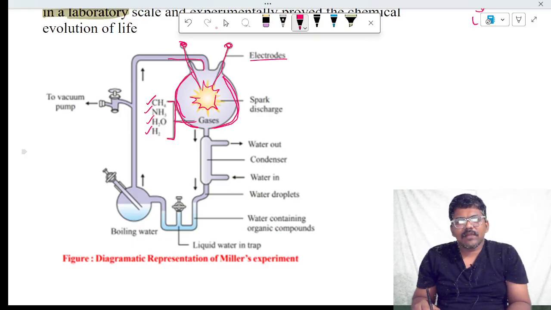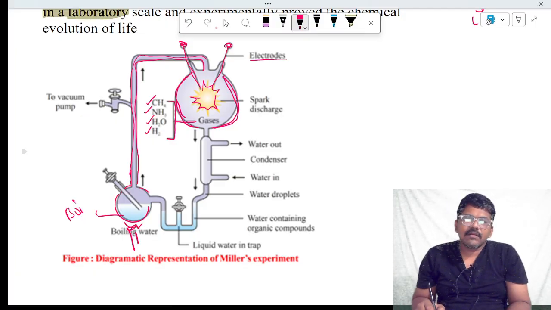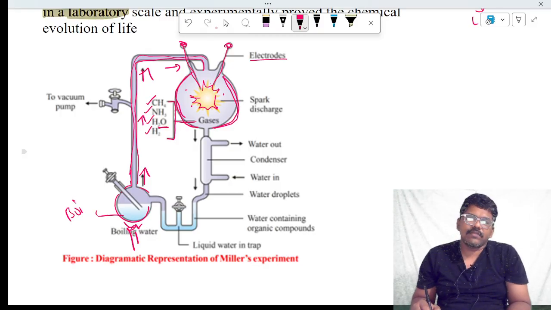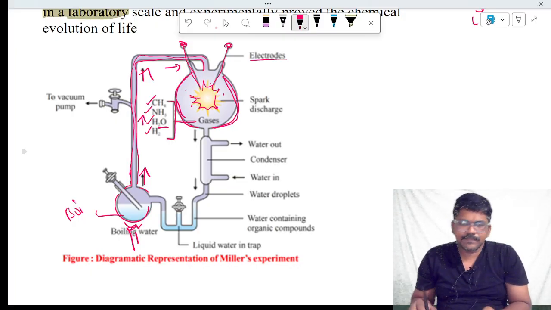One end of the flask he connected to another small flask, in which he took boiling water. He continuously heated the water, hence we can see boiling water in this flask. When the water boils, the water vapor circulates throughout the apparatus and finally enters the main flask. So the main flask contains water vapor, methane, ammonia, and hydrogen.